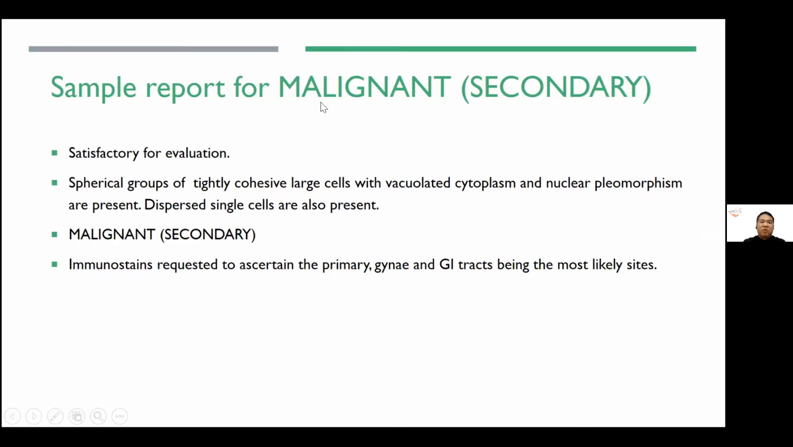So a sample report for malignancy is: satisfactory for evaluation. This is for adequacy. We got a group of cohesive large cells with vacuolated cytoplasm and remarkable nuclear polymorphism. We for sure classify it as malignant, and an immunostain report to assure the primary.